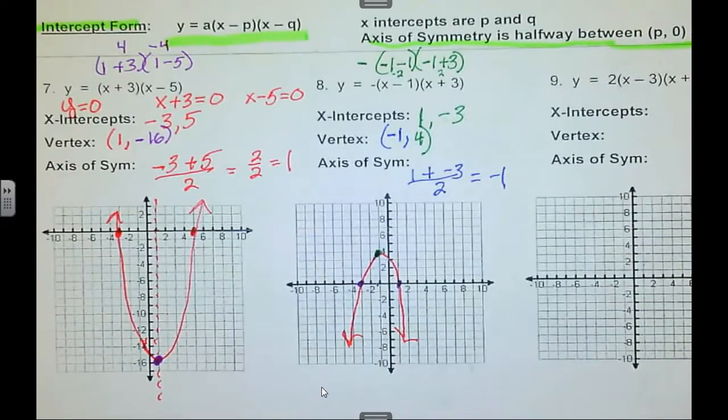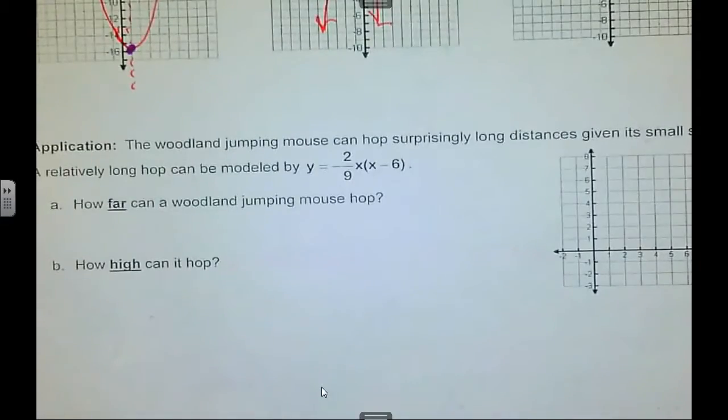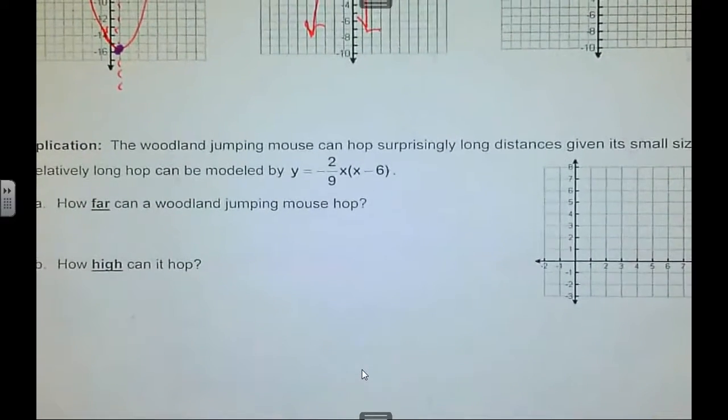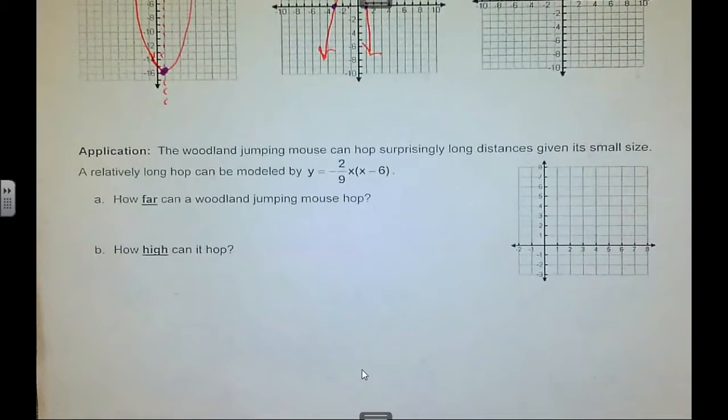Hey, let's do the application problem. That looks fun. Doesn't it look fun? A woodland jumping mouse can hop surprisingly long distances given its small size. A relatively long hop can be modeled by y equals -2/9 x times (x minus 6). How far can a woodland jumping mouse hop? And how high can he hop?